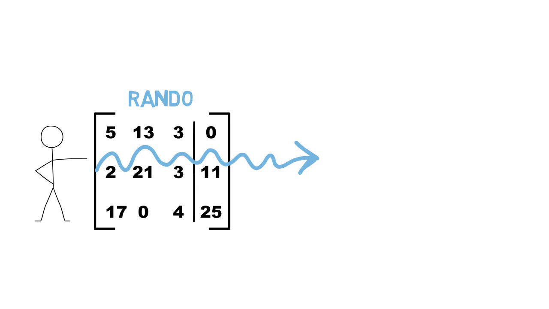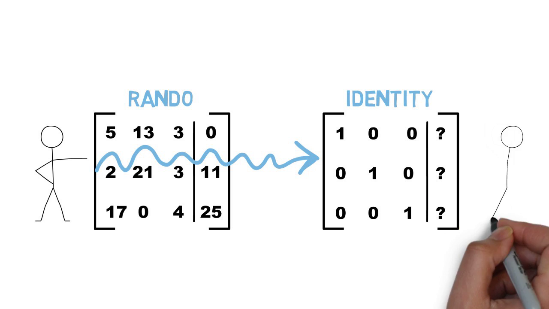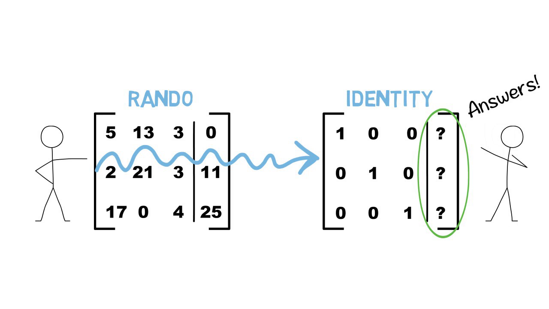If we start with a random matrix, our goal is to mess around with that guy until it looks like the identity. Once it looks like the identity, we know that bad boy is solved, and we can just read the correct answers from the column on the right.